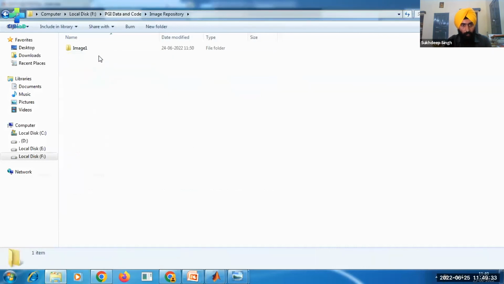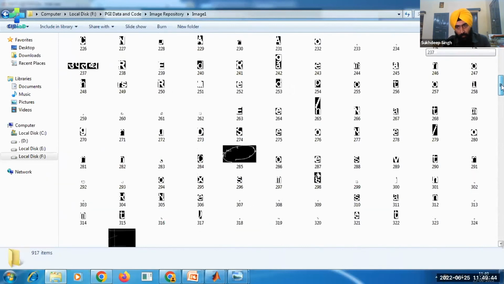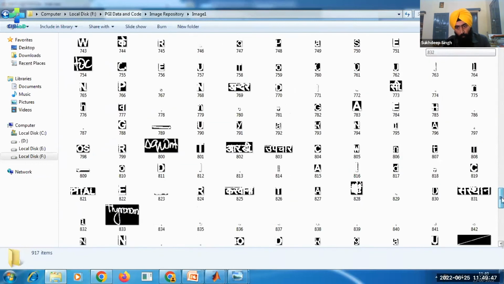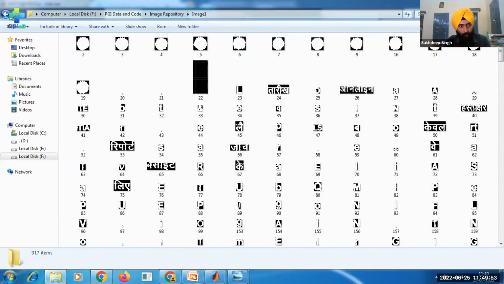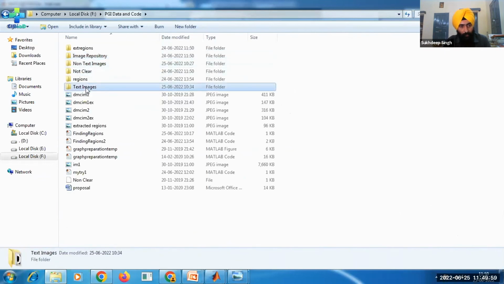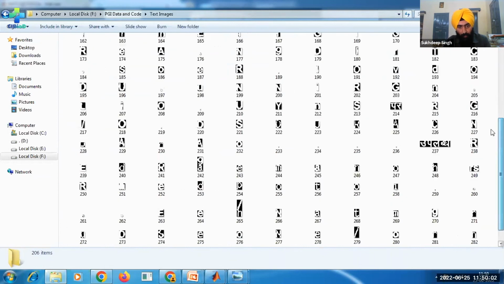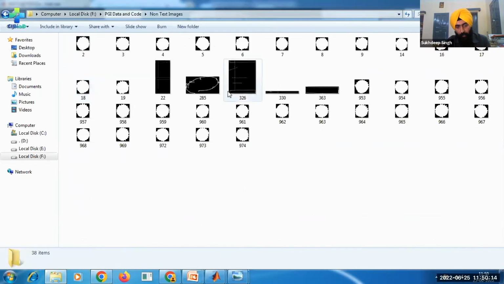So this is the image repository. Once we have scanned our OPD card and word level segmentation is done, these are different components of the OPD card. Once it is done, the text versus non-text module will divide the data like this. So these are our text images, and these words further need to be segmented, and these are our non-text images.